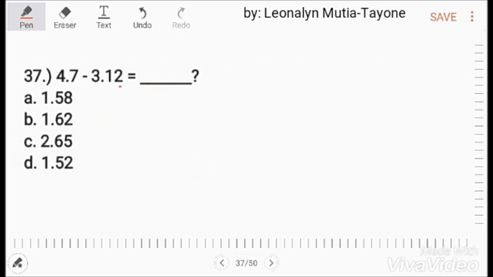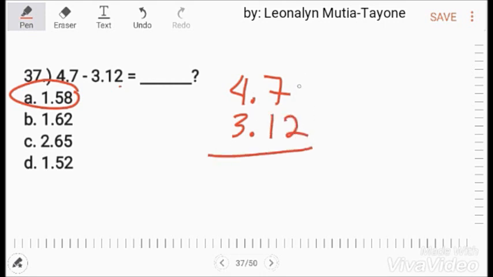Number 37. Pwede nang hindi mag-solve kasi isa lang naman ang 8 dito, letter A lang. Pero para mas klaro lang, i-solve natin. So, ang mga decimal, i-align mo. Ito, 0 ito. So, bali 0, mag-carry ka ng 1, magiging 6 ito. So, 10 minus 2 is 8. Kaya, mas madaling i-choose ang answer kasi isa lang ang may 8.